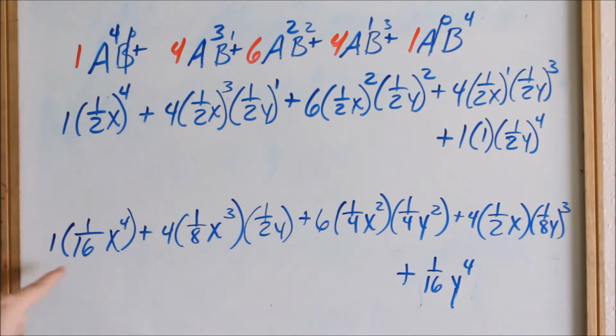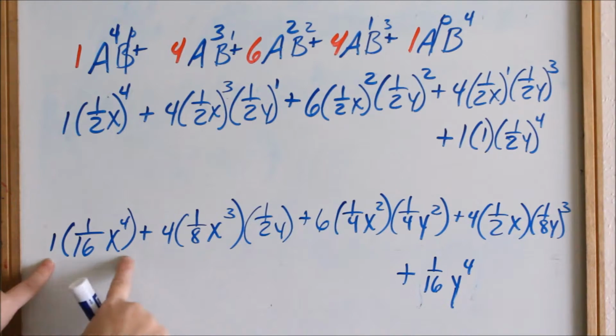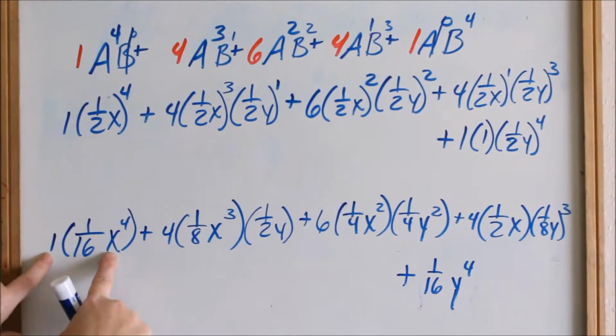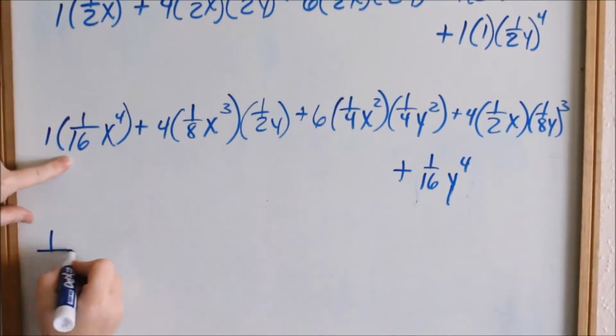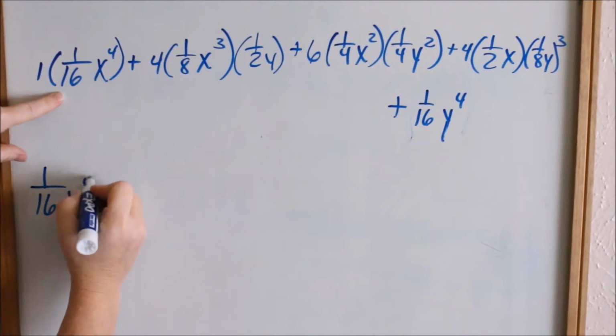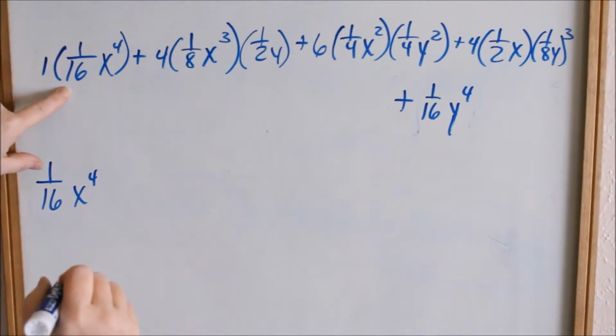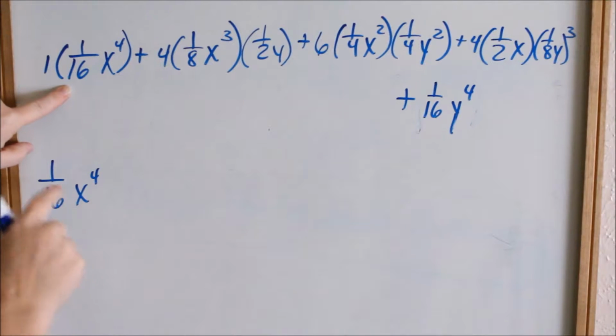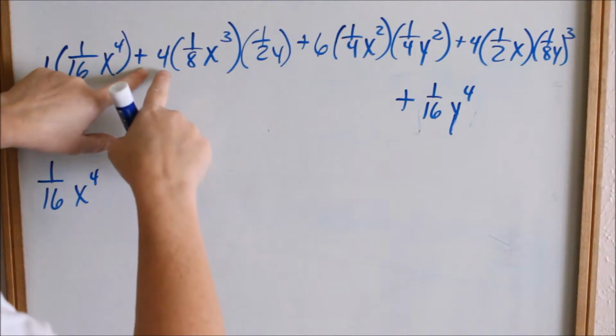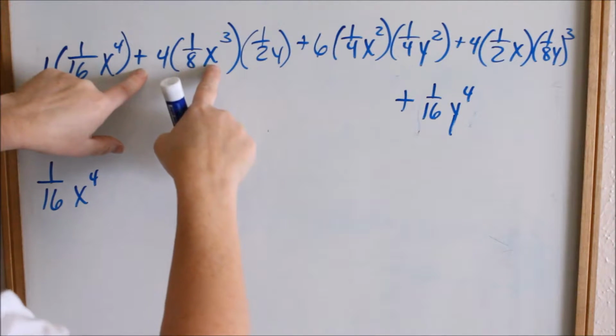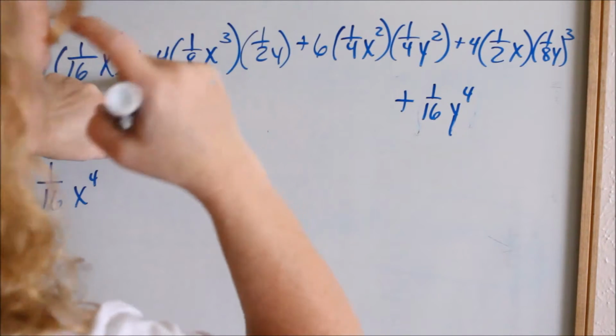Now let's go back to the beginning. We're at this term. 1/16 x to the 4th times 1 is just 1/16 x to the 4th. Okay, it's just a 1/16 coefficient in front of x to the 4th. Plus 4 times 1/8 times x cubed times 1/2 times y.